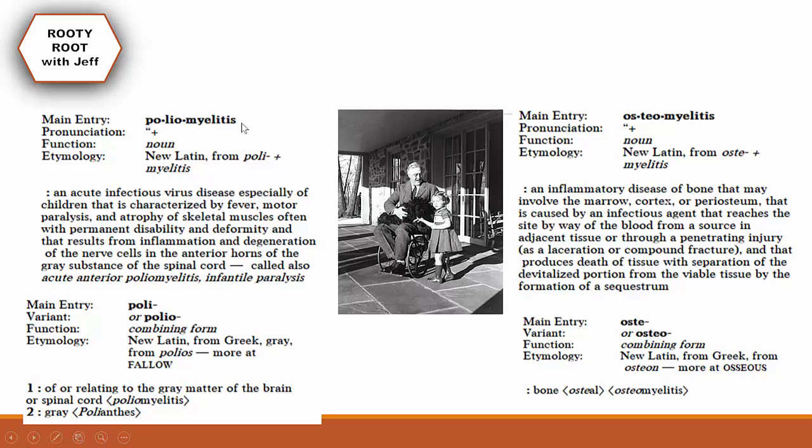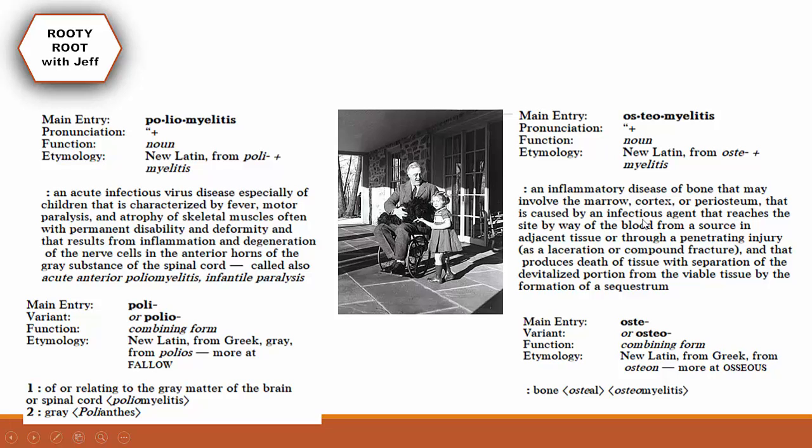marrow. Poliomyelitis, it's polio basically, and it's what Franklin D. Roosevelt had, and it's what made him sit in a wheelchair. So it means an acute infectious virus that is mostly in children and is characterized by fever, paralysis, and atrophy of skeletal muscles, and it often ends with permanent disability, deformity. Polio means relating to the gray matter of the brain or spinal cord, and with poliomyelitis, you get paralyzed because of your spinal cord.